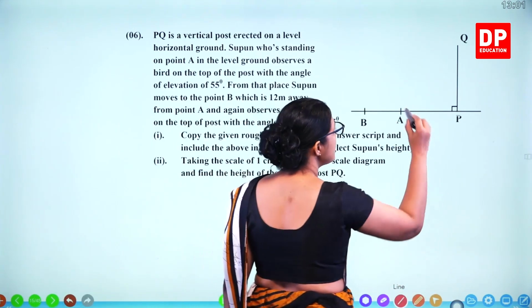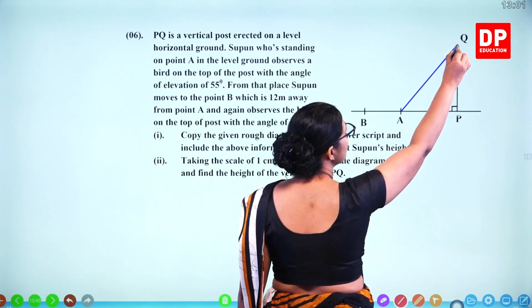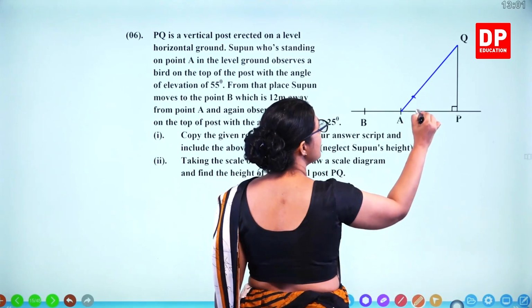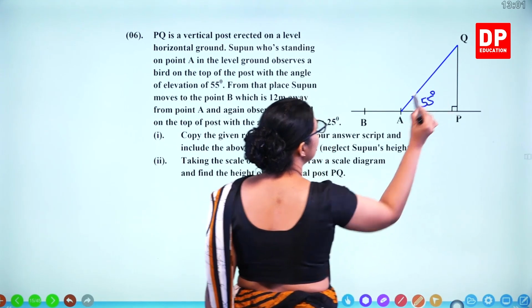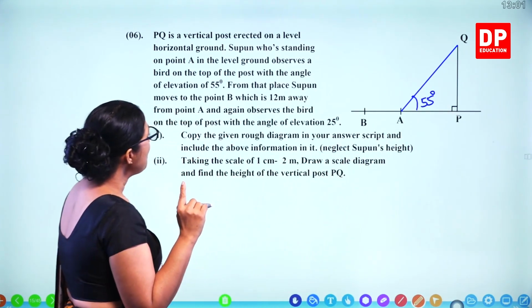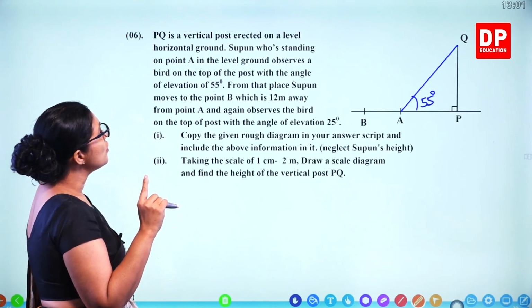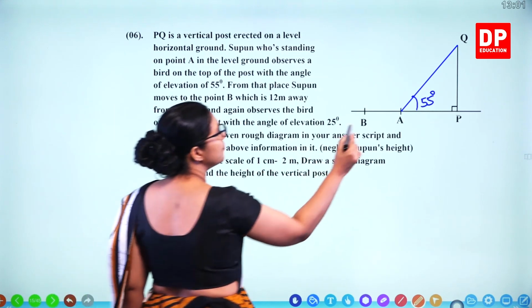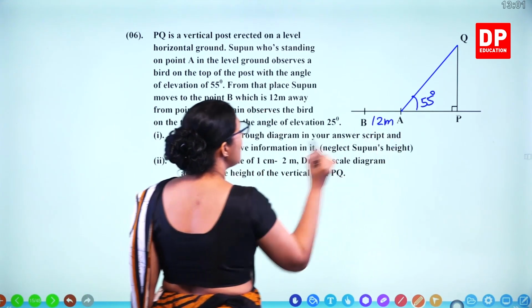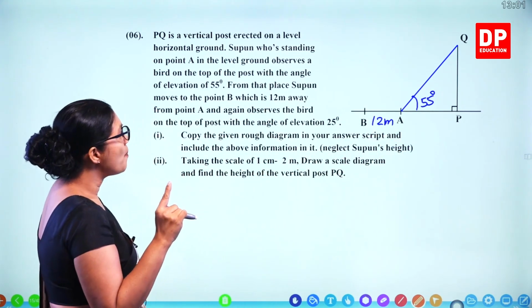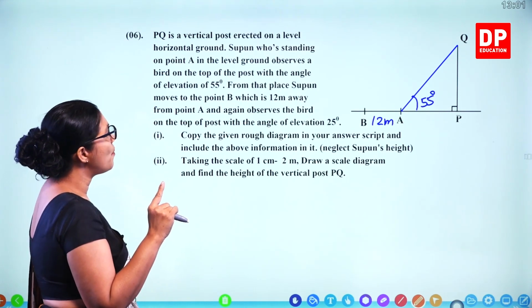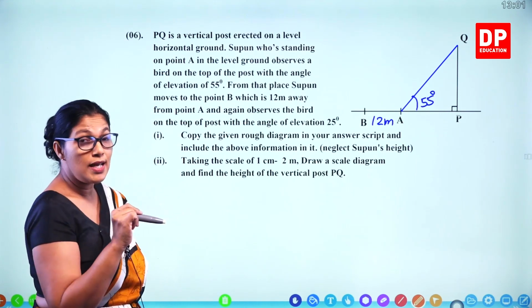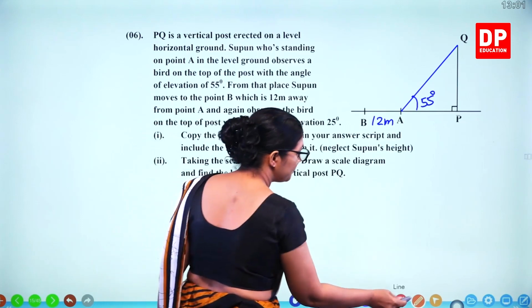So that means this angle is 55. From that place, Supun moves to the point B, which is 12 meters away from point A, and again observes the bird on the top of the post, with the angle of elevation now 25 degrees.